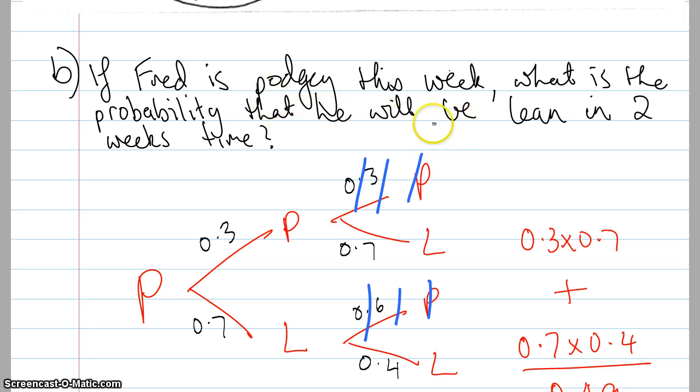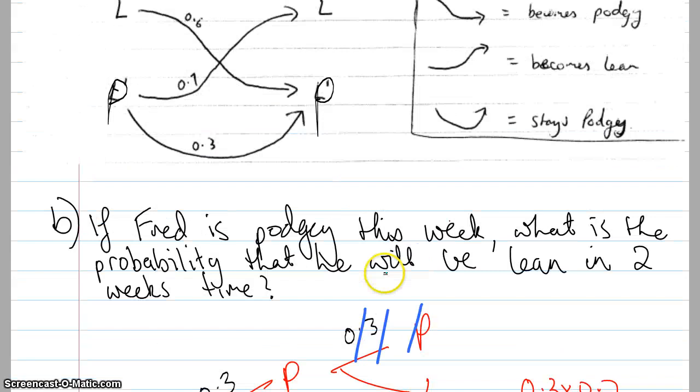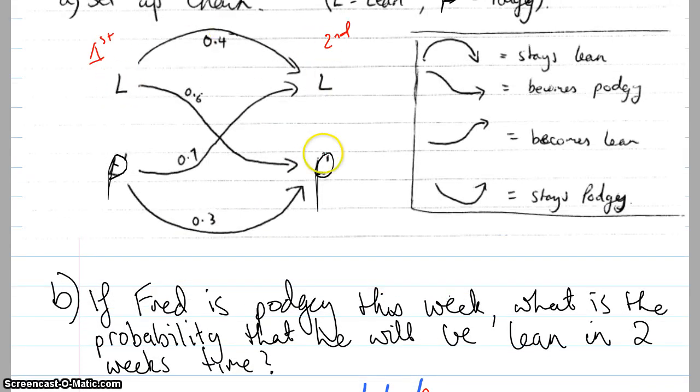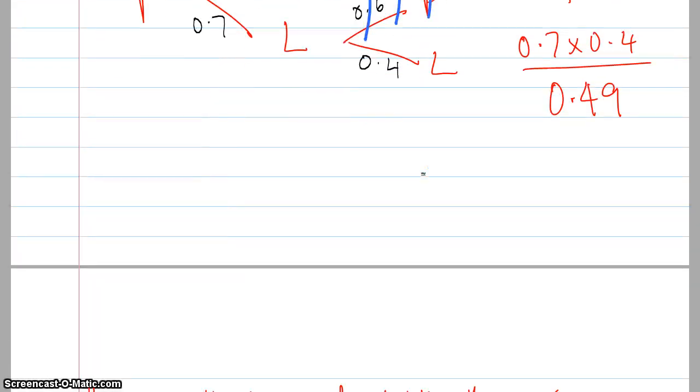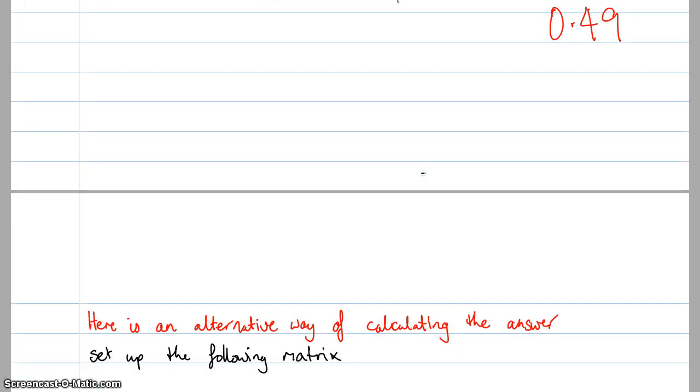But I actually only want to know the probability that he'll be lean in 2 weeks' time. So I can cross out these two outcomes here because I don't want to know those ones. So he can either go from podgy to lean to lean, or podgy to podgy to lean. Either way he ends up being lean. So 0.3, and then 0.7. To work out the other branch, I go back up to my diagram: he's lean, and it's either lean or podgy the next week. I can get all of these numbers, and I end up getting 0.3 times 0.7 plus 0.7 times 0.4, which ends up being 0.49. So if he's podgy this week, he's got close to a 50% chance of being lean in 2 weeks' time.